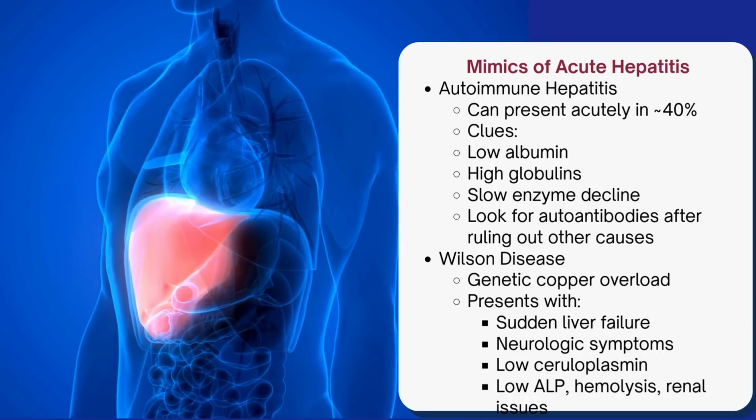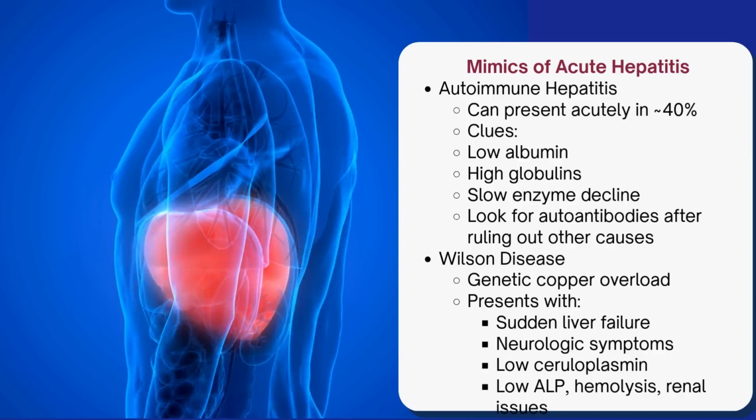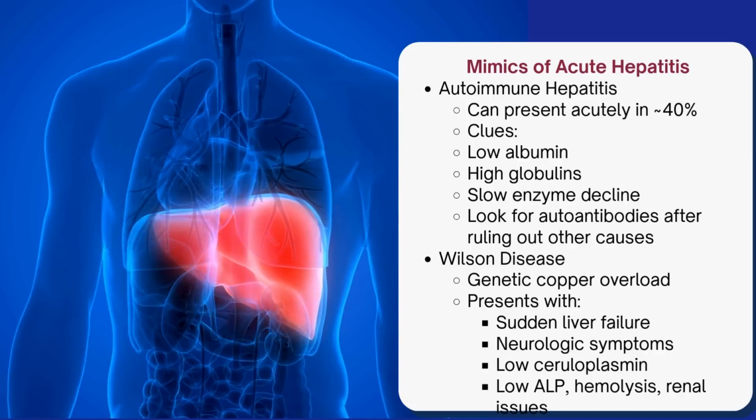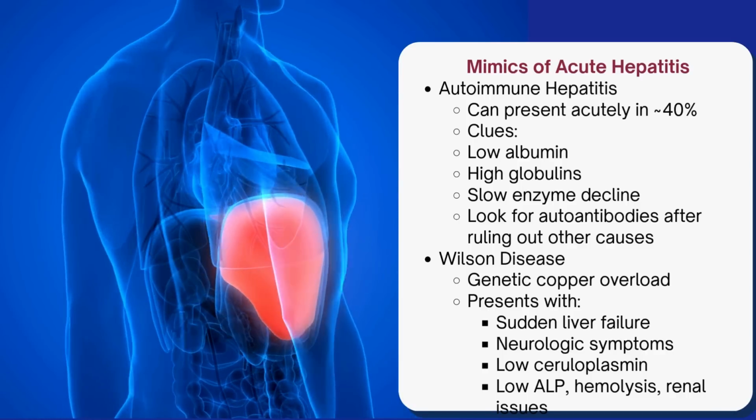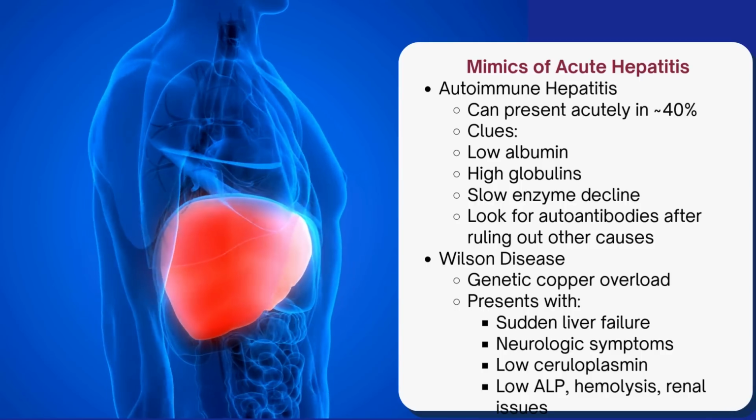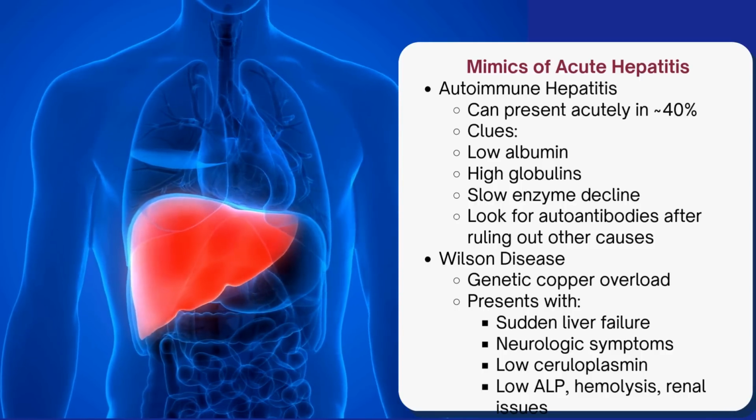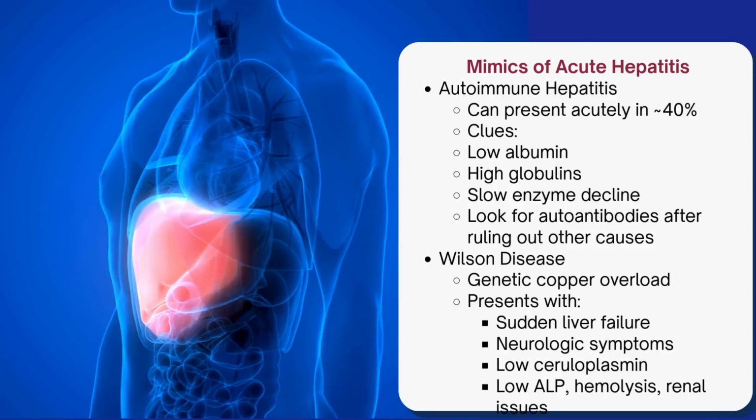Wilson disease, a genetic copper storage disorder, often has neurological symptoms, but can also present with sudden liver failure. Look for low ceruloplasmin, low ALP, hemolytic anemia, renal signs.